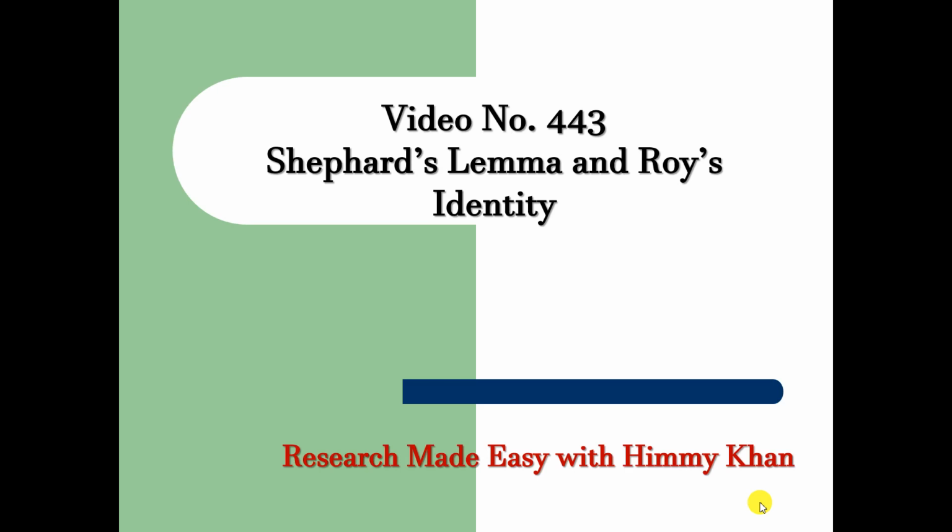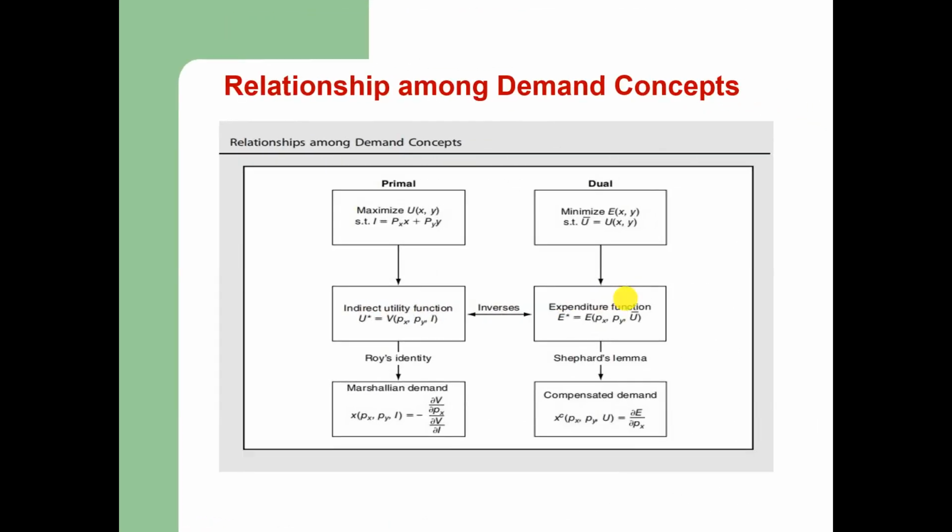After discussing the consumer's problem, constrained maximization of utility subject to budget constraint and constrained minimization of expenditure subject to utility constraint, we are now in a position to discuss Shephard's lemma and Roy's identity. So let me start with the introduction to Shephard's lemma and Roy's identity.